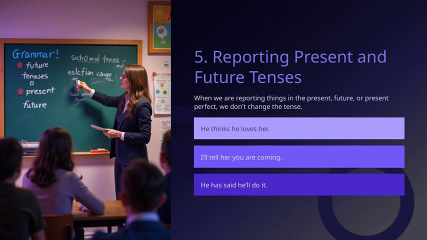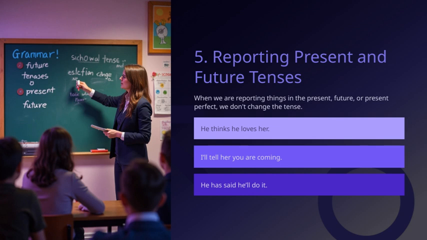In this slide, we're focusing on reporting present and future tenses. You'll notice the examples. "He has said he'll do it," "I'll tell her you are coming," and "he thinks he loves her." The key point here is that when we report things happening in the present, future, or present perfect, we don't need to change the tense.